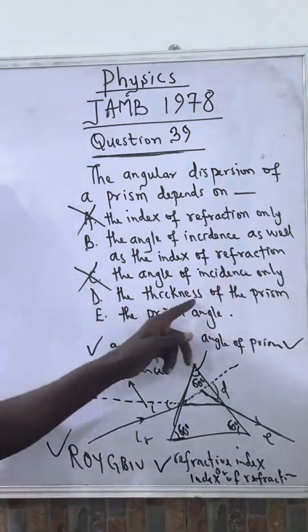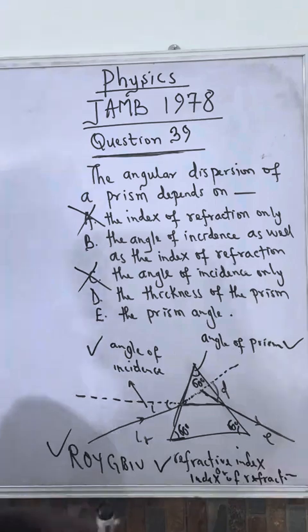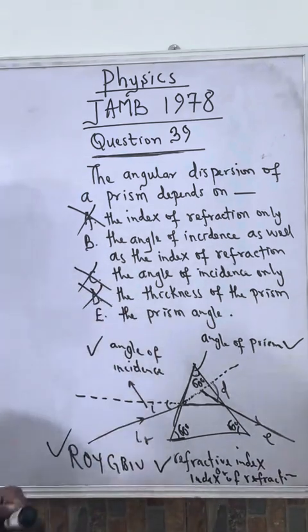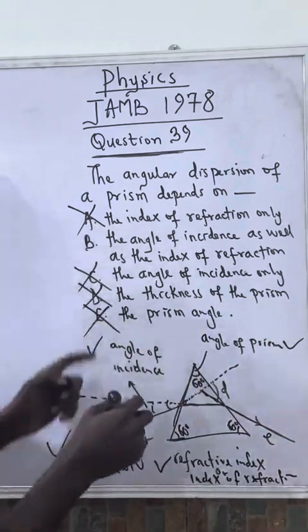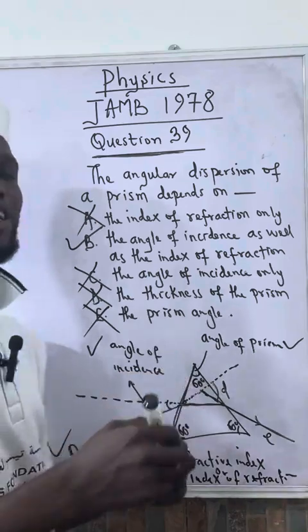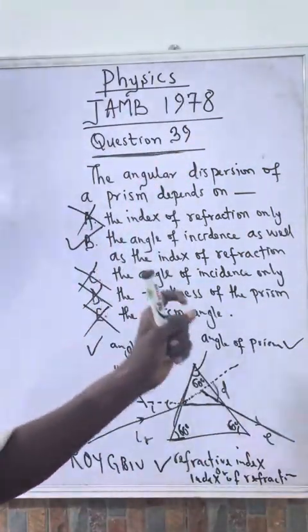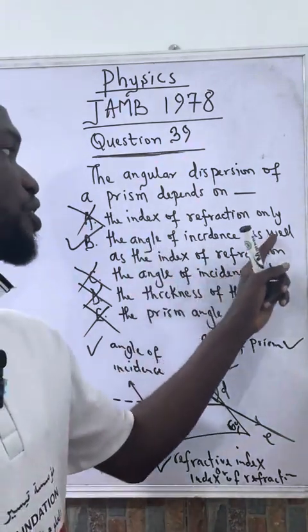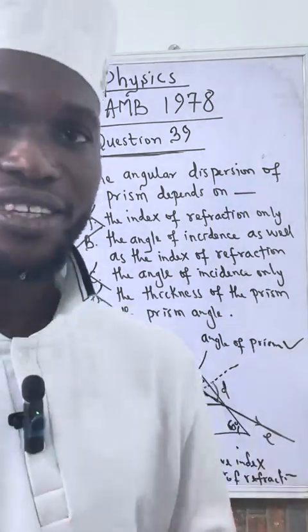The next one, the thickness of the prism. There's nothing that talks about thickness of prism here, so this cannot be the answer. The prism angle only? No, this can also not be the answer. But B is most likely the best answer that we can go for, because it has to do with angle of incidence as well as index of refraction, which is refractive index. Thank you.